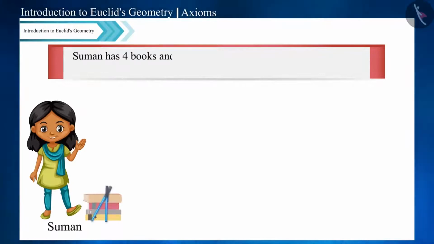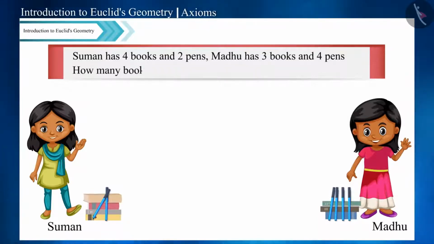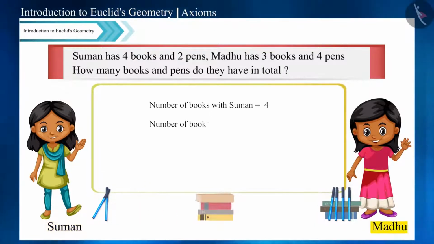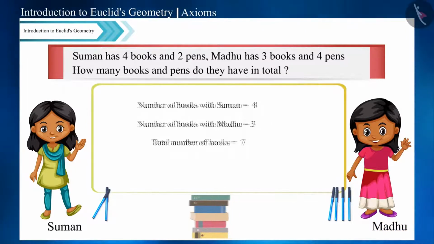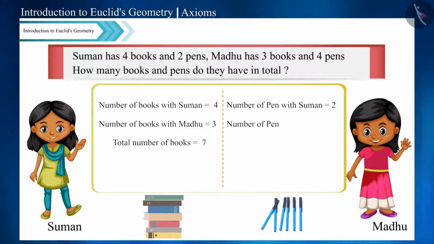Suman has 4 books and 2 pens. Madhu has 3 books and 4 pens. So tell me, how many books and pens do they have in total? Friends, Suman has 4 books and Madhu has 3 books, that is, both have 7 books in total. And Suman has 2 pens and Madhu has 4 pens, that is, they both have a total of 6 pens.